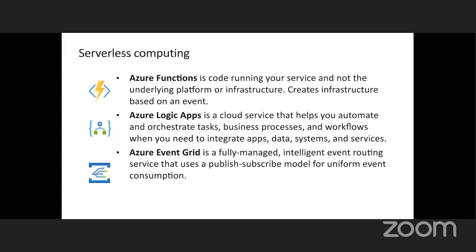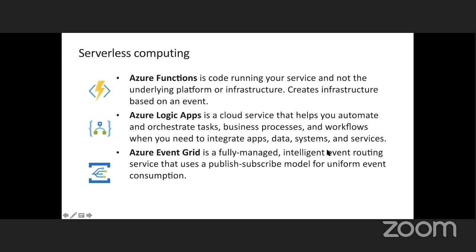So Azure Functions, just remember, Lambda in AWS is the same thing. It's code running as a service, and not the underlying platform or infrastructure. So you don't have to worry about any server infrastructure. It's not infrastructure as code, it's as a service. It creates the infrastructure based on an event. So there has to be an event. For example, someone makes a change to a container, and that will trigger an event, and then Azure Functions will run and notify someone that someone made a change to a container. So that's how it works.